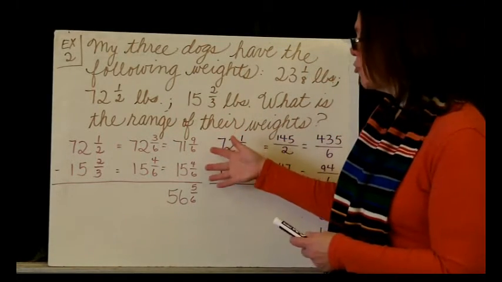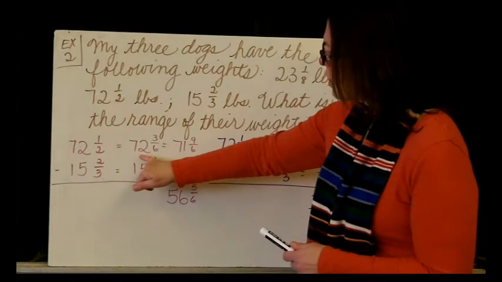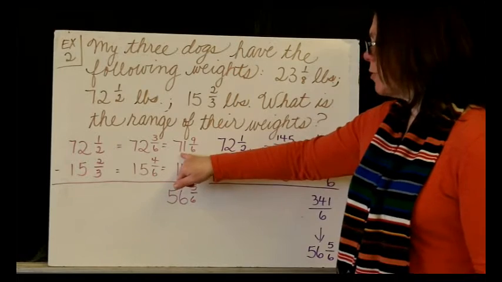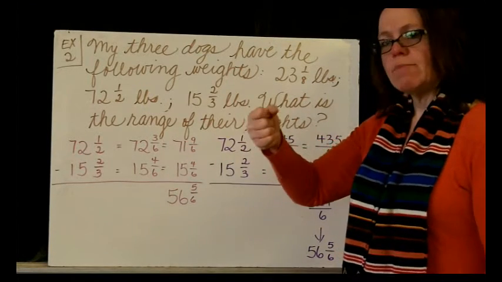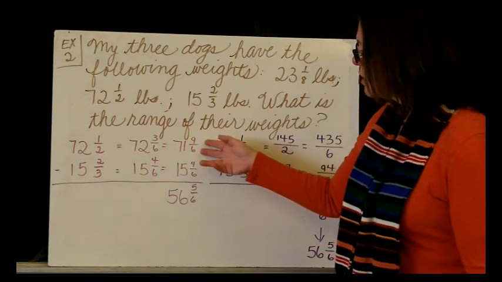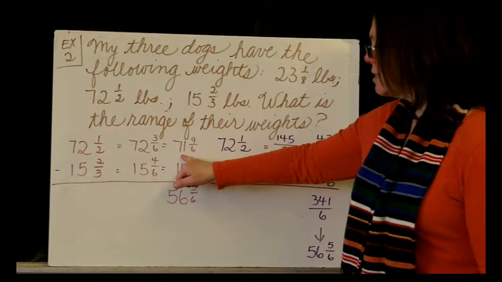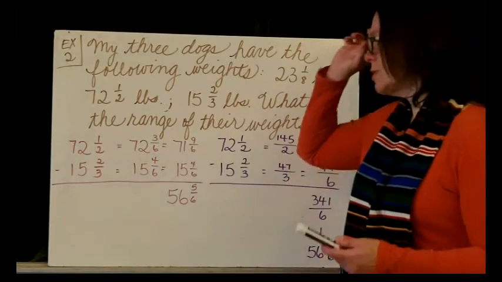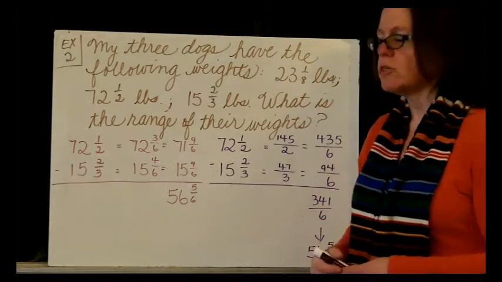Now in this first regrouping method, I took 1 away from the 72, which left our whole number at 71, and I took that 1 and made it 6/6, and I added it to the 3/6, and that gives us 9/6. So 71 and 9/6 is the equivalent of 72 and 3/6. And then I just moved my 15 and 4/6 over because I don't need to change that.